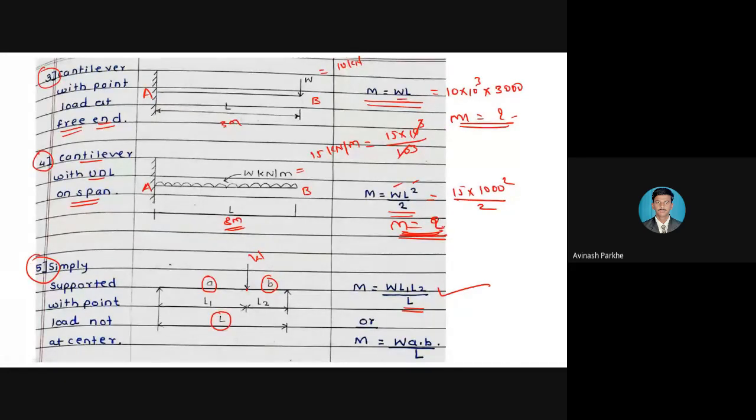Therefore formula I have written capital M is equal to W into L1 into L2 divided by L, or capital M is equal to W into A. A means your L1 into B. B means your L2 divided by total L. So these are the 5 standard cases which will be given in the statement.